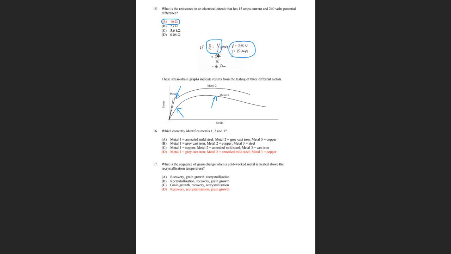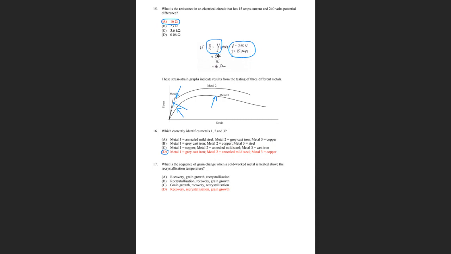And this one here, metal 1, is quite brittle. It's not strong, but it's quite brittle. And so you can easily see that D is the answer here. Metal 1 has got to be grey cast iron. Grey cast iron is quite brittle because of the carbon in the form of graphite flakes. And metal 2 is annealed mild steel, which you should know, and metal 3 is copper. So D is the correct answer there.